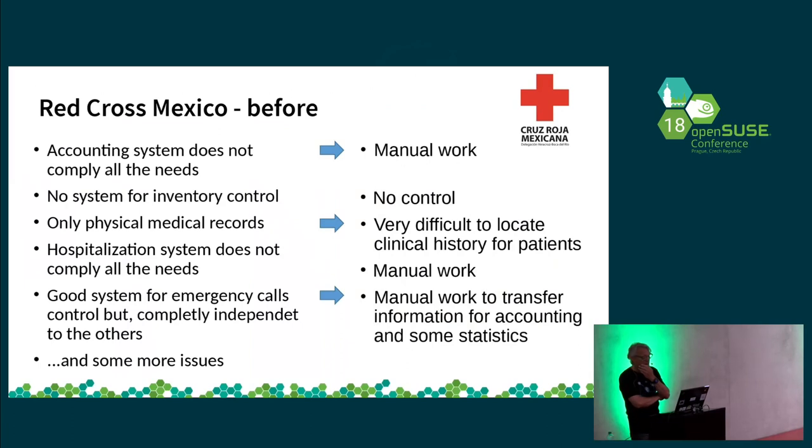When the project started, they had similar issues as you find them nearly everywhere. So the accounting system does not really comply, no system for inventory control. That means it was probably all paper-based until you found out, oh, the penicillin for the next surgery is not available anymore. Too bad. Medical records of patients were still on paper, so that was difficult to find and difficult to keep updated.